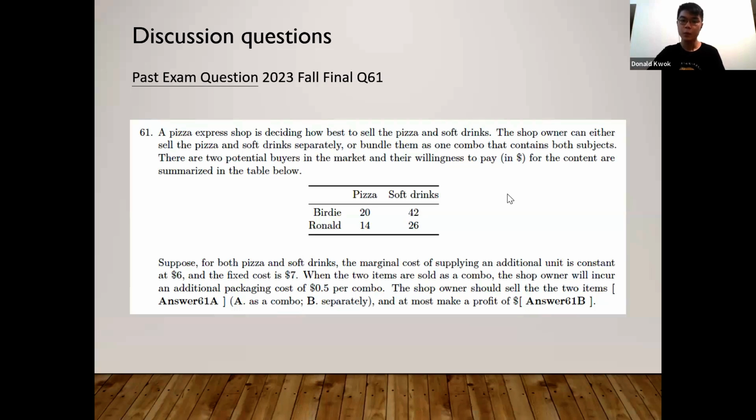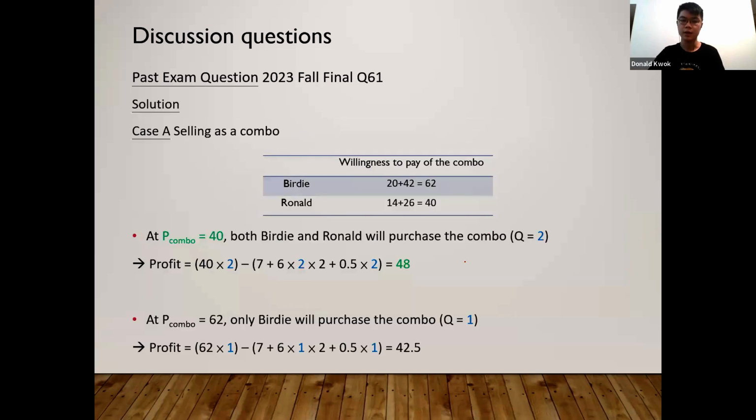So in this case, the willingness to pay of the bundle for Birdie would be 20 plus 42. And for Ronald, the valuation of the bundle is 14 plus 26. Okay, so the numbers 62 and 40 are also put down in the following slide, the willingness to pay for the combo. So this means that the combo price should be either $40 or 62. If the combo price is $40, then both Birdie and Ronald will purchase the combo and the quantity equals 2. So how can we calculate the profit under this combo price of $40?